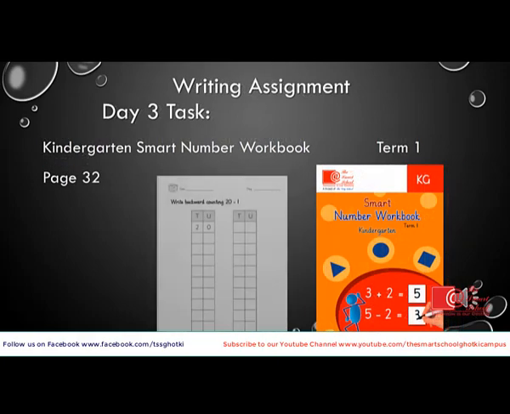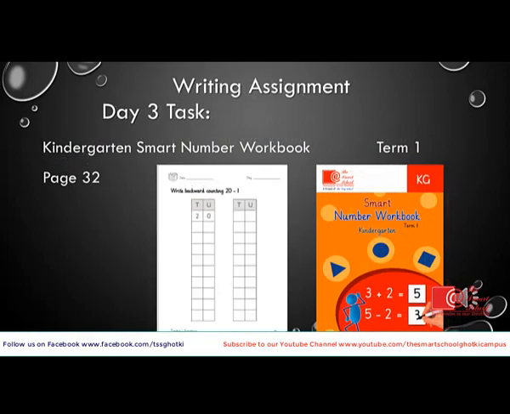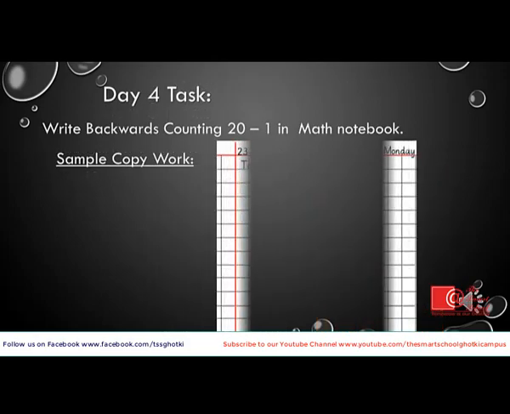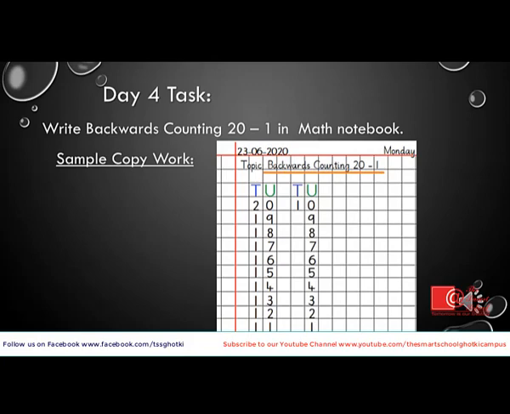On page number 32 of Smart Number Workbook, write numbers in backward sequence 20 till 1. Be careful about the number formation. In your math notebook, write backwards counting 20 till 1 with correct number formation.